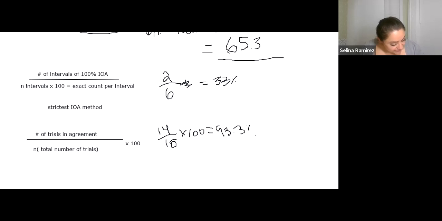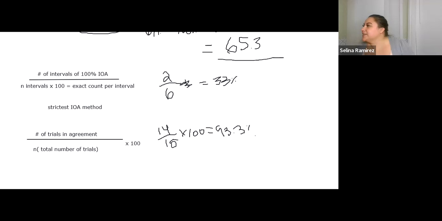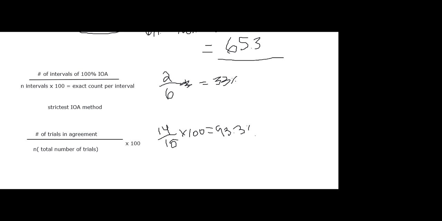Okay, so where's our trial by trial example? Is that it? That's it. Oh, so trial by trial and total count is the same?